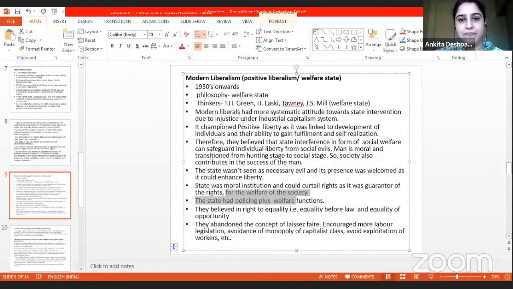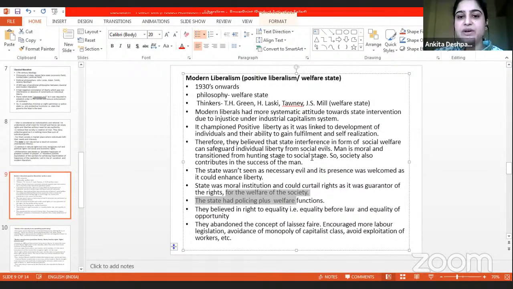Nothing more than that. All right. But this led to a change from the 17th century to 1930. J.S. Mill said, boss, you created chaos because of classical liberalism. Now the state has to become more powerful. It has to become more positive. It has to become a welfare state.